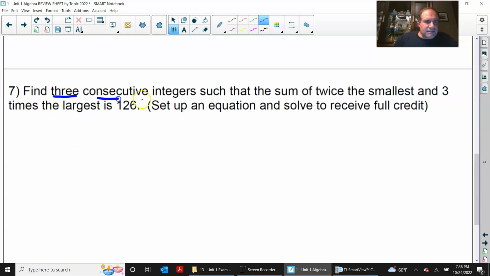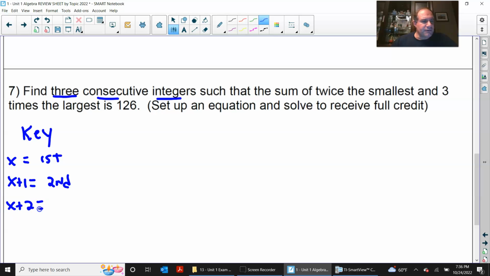All right, number 7, find 3 consecutive integers. So 3 consecutive integers. All right, well, I'm not going to read anymore. So let's go ahead and put the key down. 3 consecutive integers, not odd, not even. So I'm going to put x equals the first. X plus 1 equals the second. And x plus 2 equals the third.